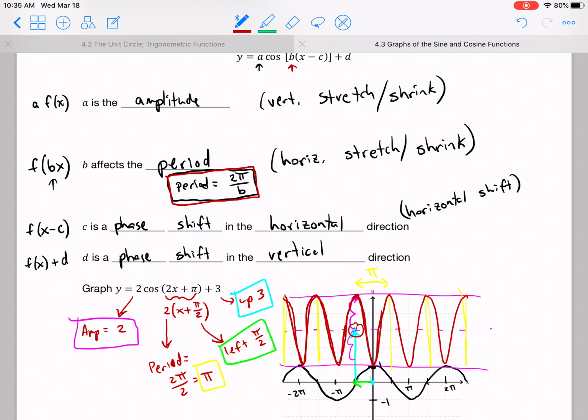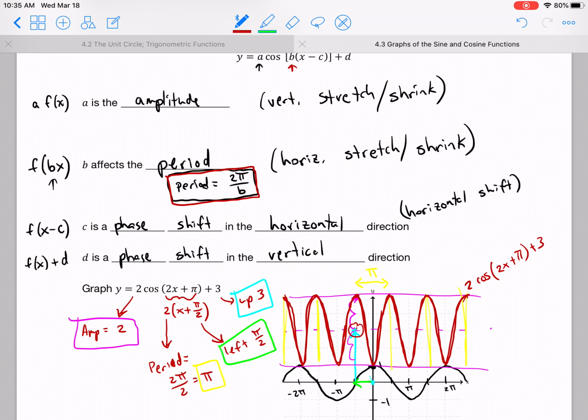So we did our regular old shifting around. You have to know that base function, and then we did all the transformations that we've done before, and ultimately ended up with the function right here. The 2 cosine of 2x plus pi, plus 3.